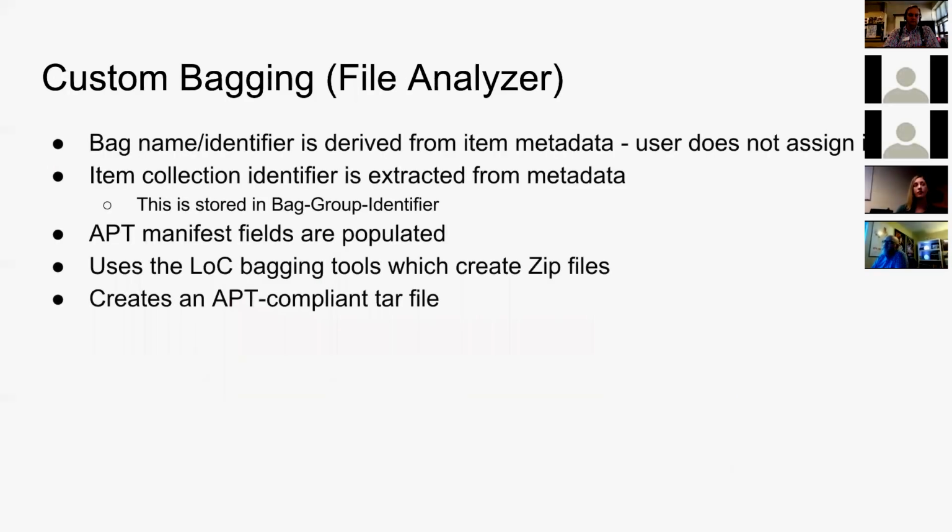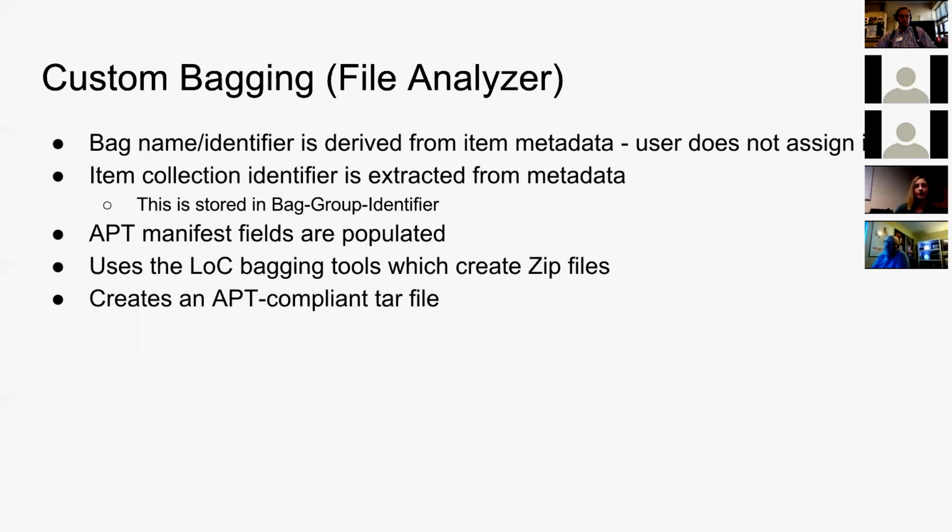And so some of the things that we do when we run this custom bagging task are we determine the bag name purely from the item metadata. So the user doesn't have the ability to assign a bag name. It's predetermined based on the item identifier. We take the collection identifier for the item, particularly for DSpace, and store that in the bag group identifier field in the APTrust manifest file. We populate the other APTrust manifest fields in the manifest file.